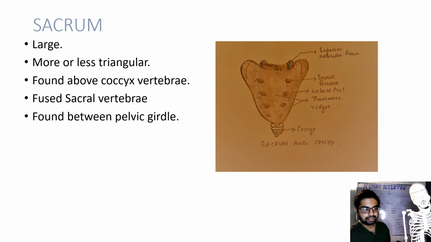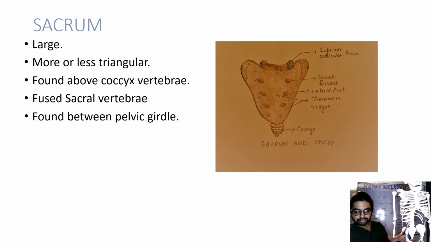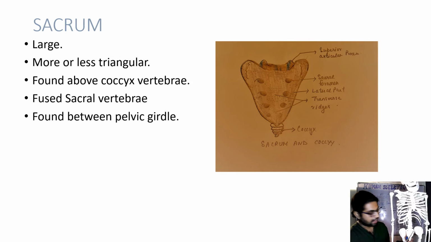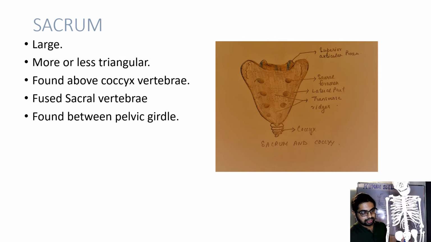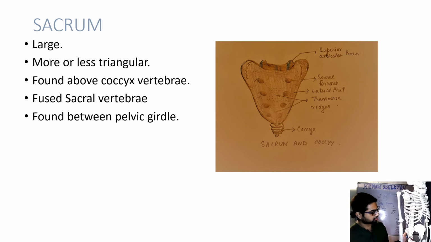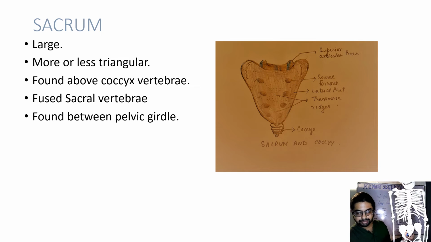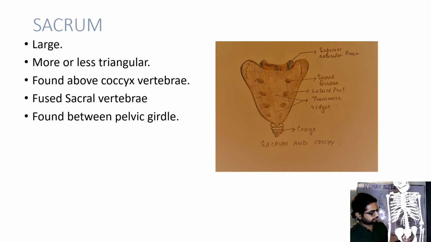Now finally, not actually finally because we have the coccyx. Now the sacrum. I think it is not so visible here. This is the sacrum and it is made up of sacral vertebra. These are fused together to form the sacrum. It is a large, mostly more or less triangular in shape and found above the coccyx vertebra. These are the coccyx vertebra or the tail vertebra and it is above it.